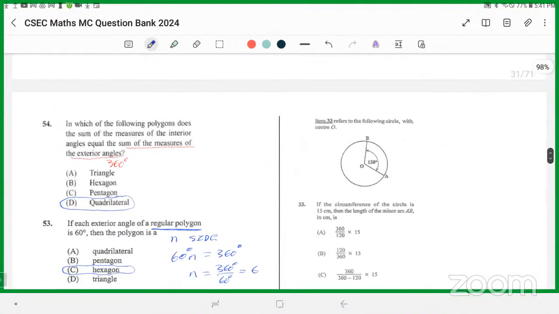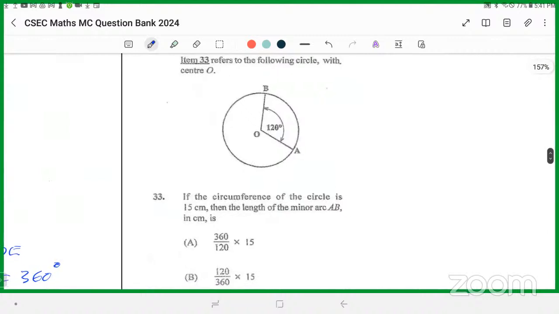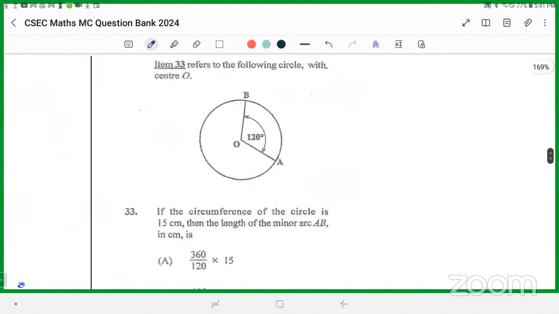Let's continue. So getting into some sector work now. These are all measurement questions. This question says, if the circumference of this circle is 15 centimeters, so telling us what the circumference is, then the length of the minor arc over here, remember the arc is a fraction of the circumference. The arc is a fraction of the circumference. And the fraction is taken by the 120 over 360. That's the sector angle. So this arc is going to be 120 over 360 times the circumference, which is 15. That's what you're working on.